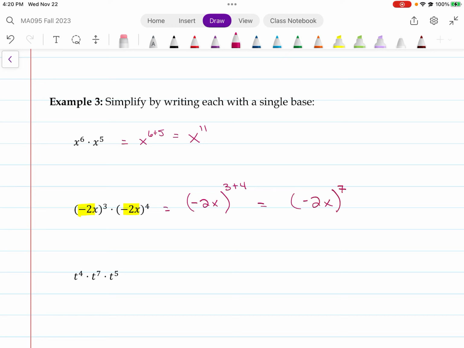We're just going to stop there. You'll see some problems like this in the homework, and they say not to simplify the base any further, so that's what we're going to do here, just so you have some familiarity with it. All right, the next one, the base is t, so we've got t to the 4 plus 7 plus 5, which is t to the 16.